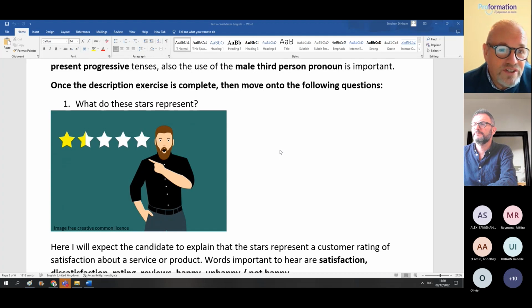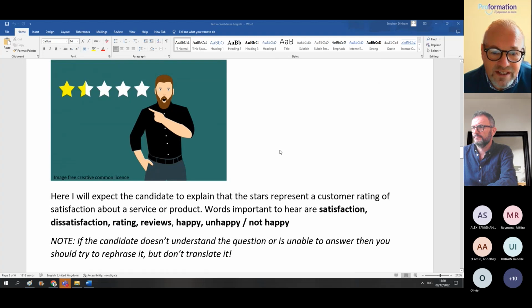So, what do these stars represent? Here, I will expect the candidate to explain the stars represent a customer rating of satisfaction about a service or product. Words important to hear are satisfaction, dissatisfaction, rating, reviews, happy, unhappy, not happy.